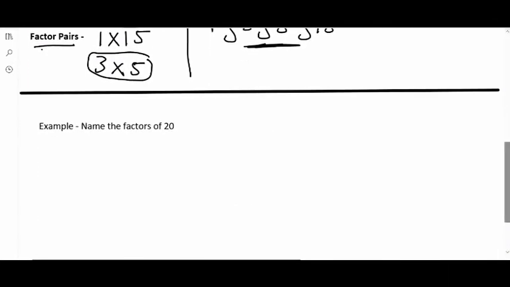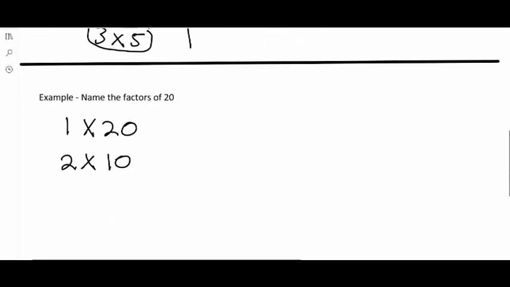Okay, let's see. In this example, it says, name the factors of 20. It's the exact same process that we just did above. The factors of 20, well, start with 1. 1 multiplied by 20, 1 and itself, that takes care of that. Does 2 go into 20? Yes, it does. 2 multiplied by 10. Does 3 go into 20? No, it doesn't. Does 4? Yes, 4 works.